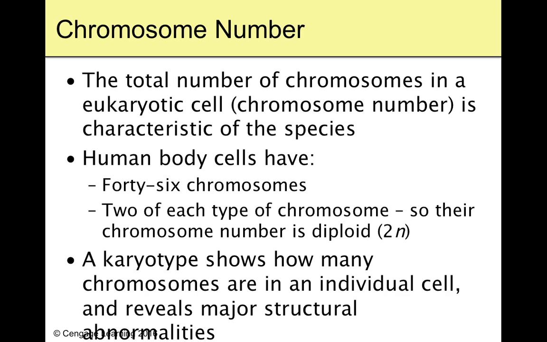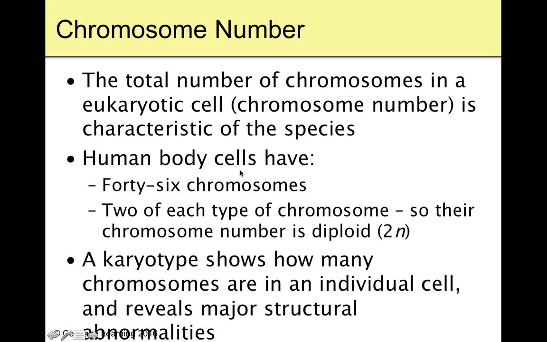So, the total number of chromosomes in a eukaryotic cell is characteristic of the species. Humans, we got 46. Corn and cows have like way more than us. Dogs, 72. They almost have double the chromosomes we do. I don't really get that, but there you have it. 2 of each type of chromosome, so their chromosome number is diploid. That's for us. Don't apply that to all sorts of plants necessarily, because plants can be pretty flexible.